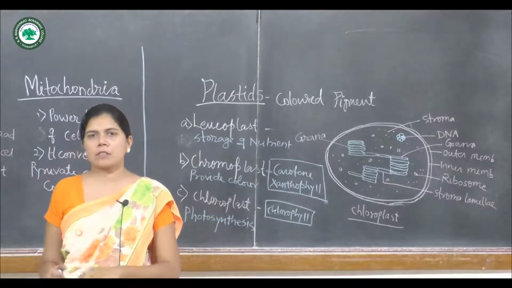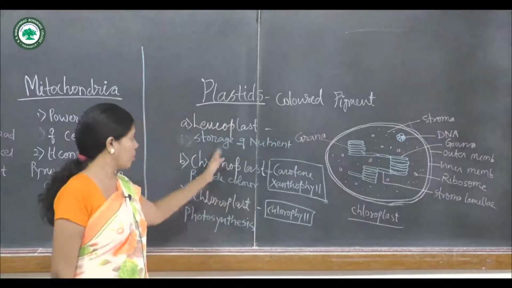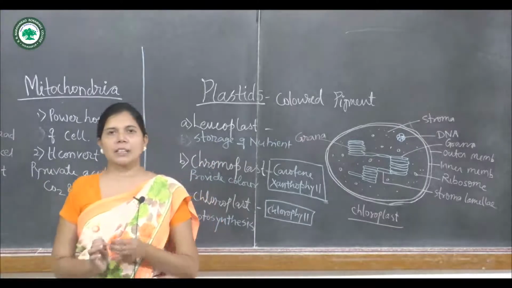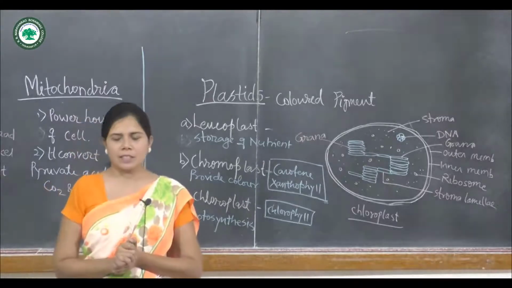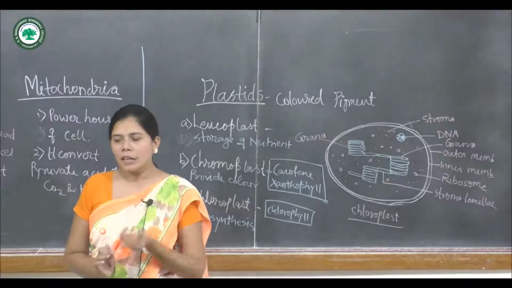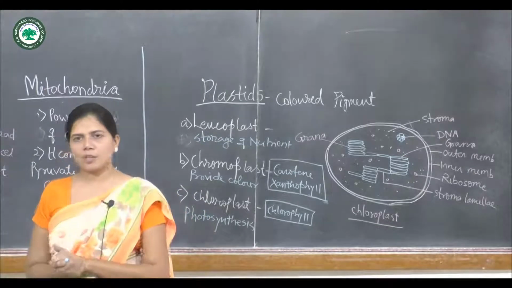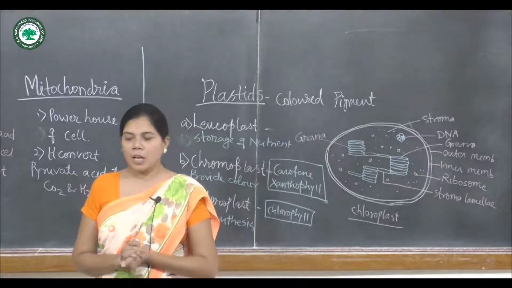The leucoplasts do not contain any pigment. That's why it is a colorless plastid. The leucoplast is the colorless plastid. They are of various shapes and sizes.